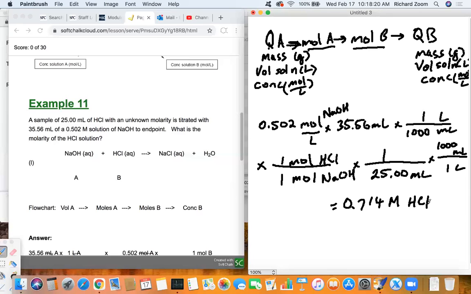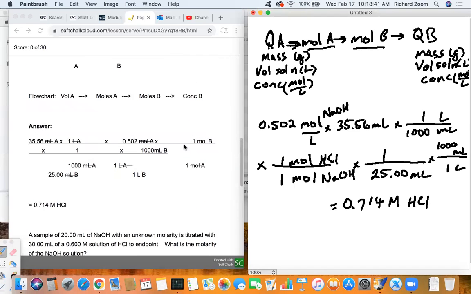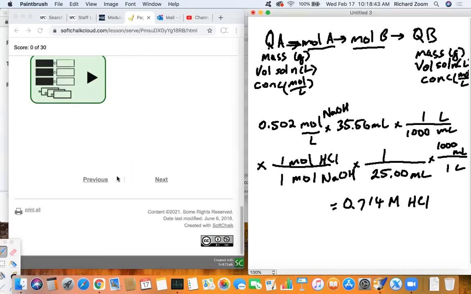Does anybody have any questions? So what's the whole point about the flip thing? The whole point about the flip thing is that's when you're looking for a volume at the end. Here, we're not looking for a volume, we're looking for a concentration.